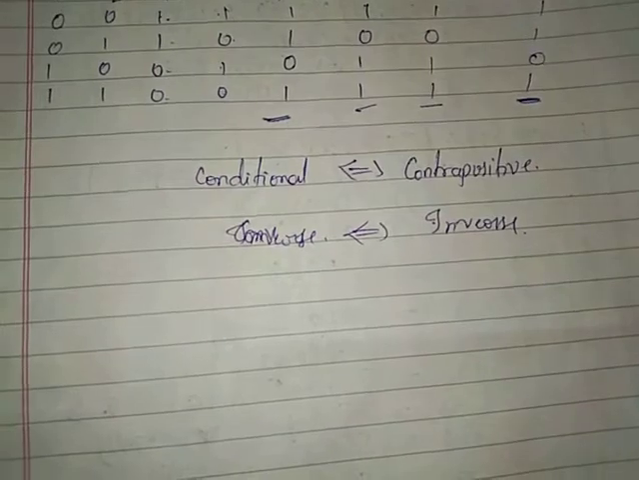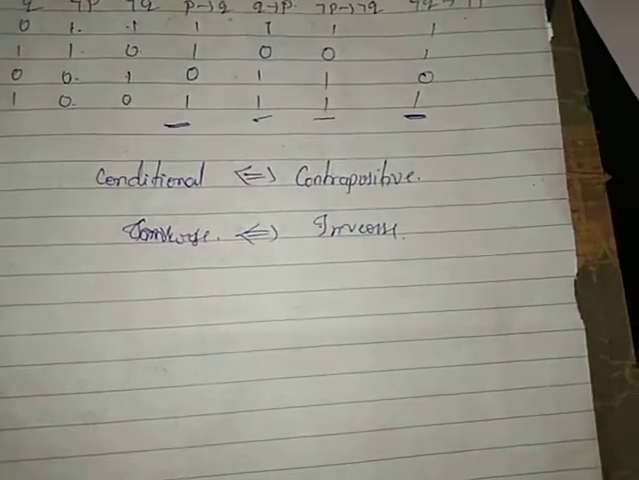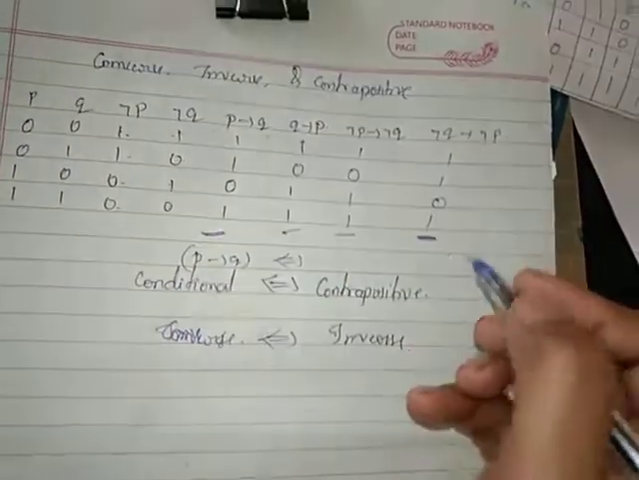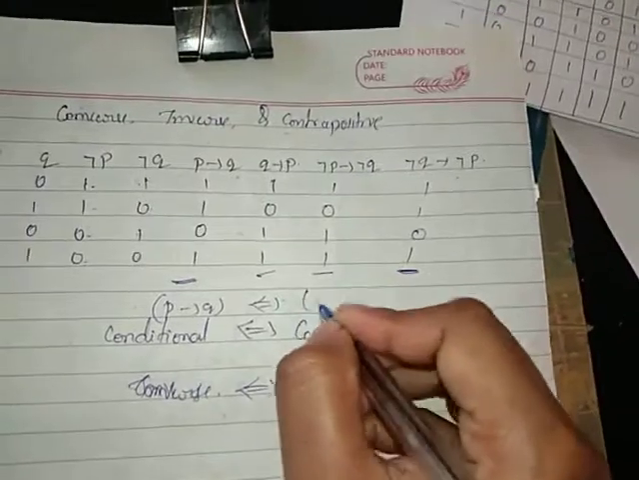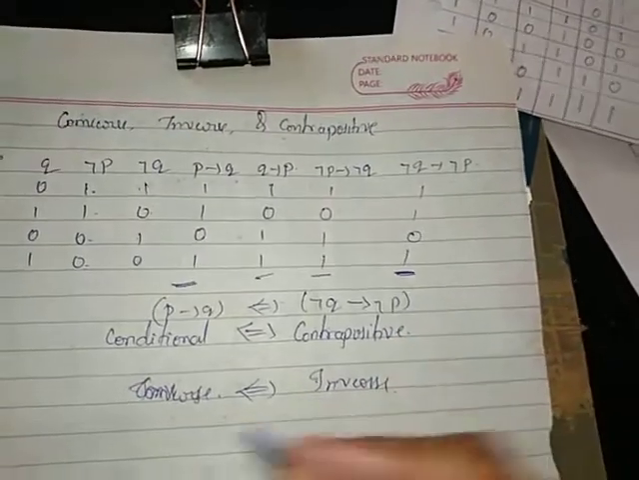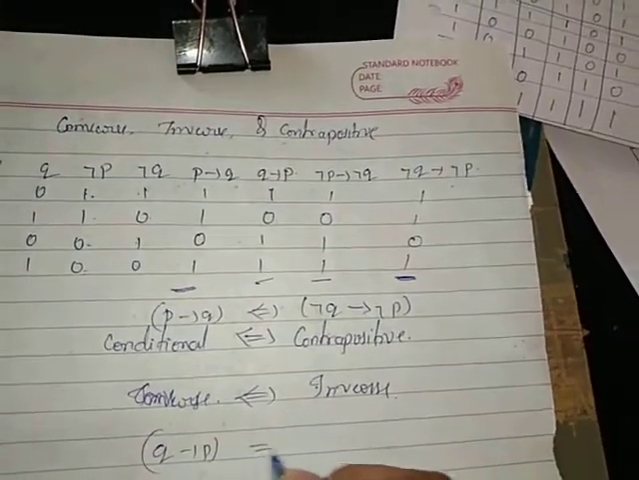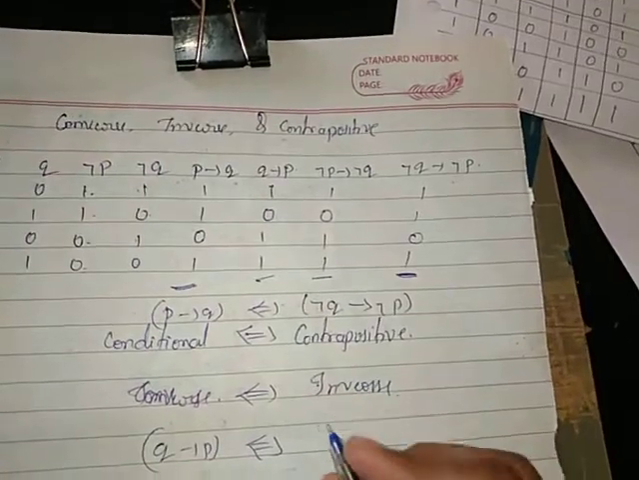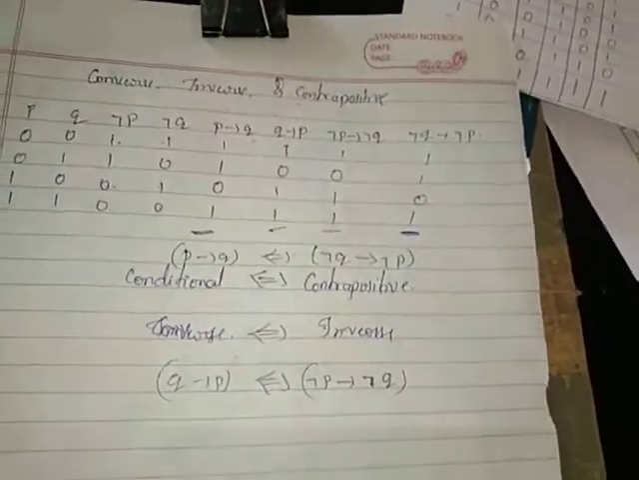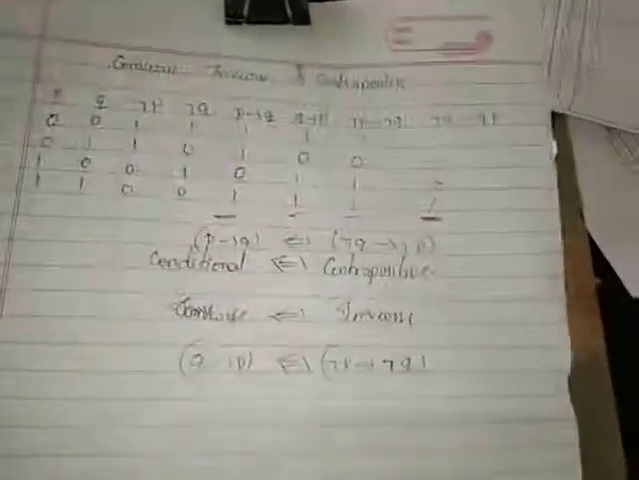That is, the rule states that a conditional and the contrapositive of the conditional are equivalent, and similarly converse and inverse are equivalent. So those can be written as P implies Q is equivalent to the contrapositive, negation of Q implies negation of P, and also Q implies P is equivalent to negation of P implies negation of Q. Those two laws are stated based on the truth table of the converse, inverse and contrapositive.